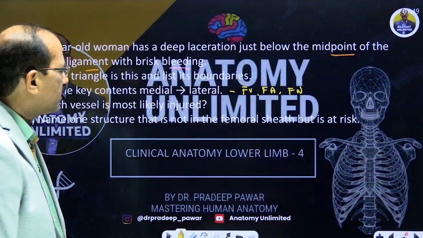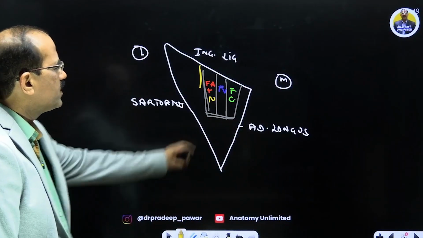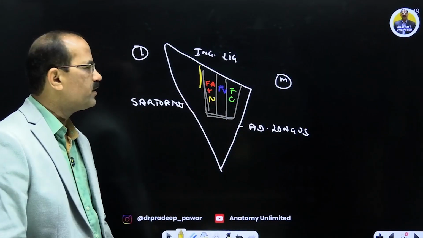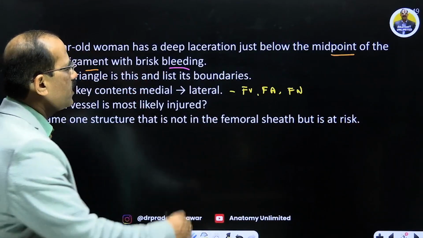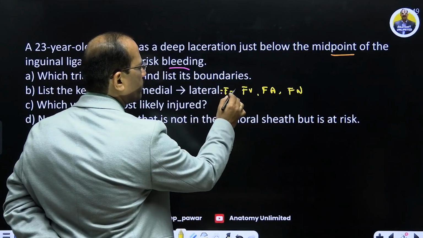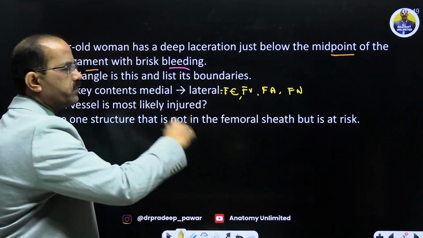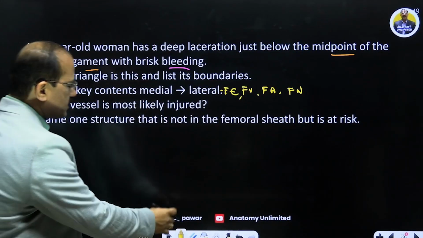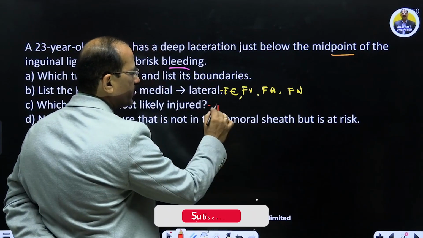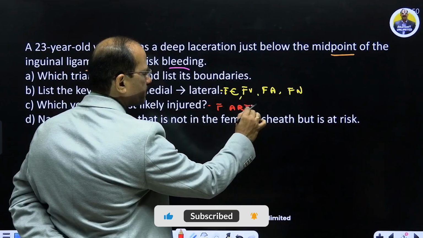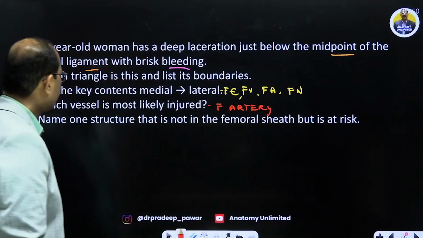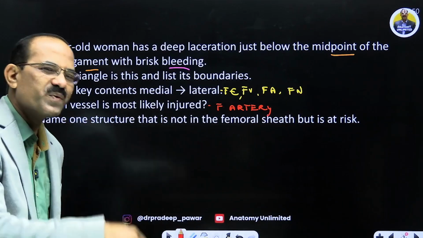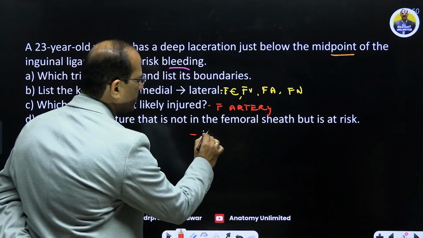See this. कहाँ गया? Sorry. Look at this. So femoral vein, ये पहला femoral canal आएगा. Femoral vein, femoral artery, and सबसे बाहर is the femoral nerve. So अगर आपको femoral canal भी लिखना है तो you can write femoral canal. So femoral canal, femoral vein, femoral artery, and सबसे बाहर is femoral nerve. Which vessel is likely to be injured? That's a femoral artery. Femoral artery. बस ऐसे लिखना है. Name one structure that is not in the femoral sheath but is at risk. So what is that? Femoral nerve.